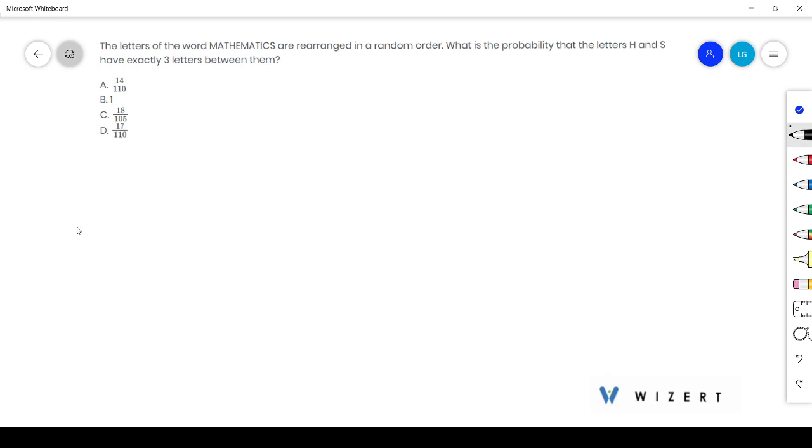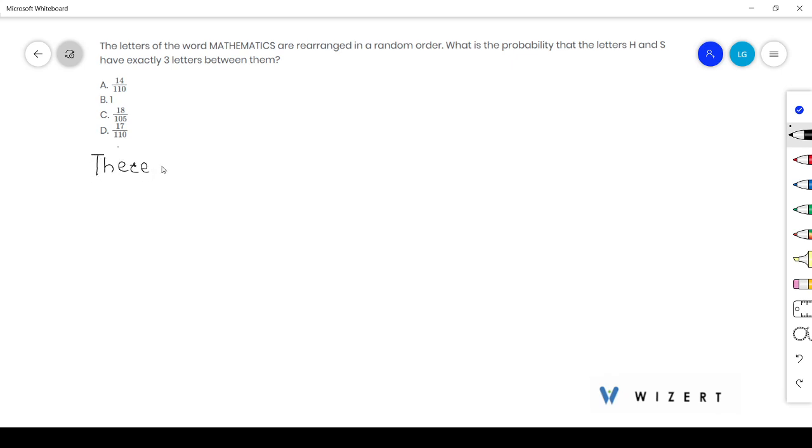Our question is: the letters of the word mathematics are rearranged in a random order. What is the probability that the letters H and S have exactly 3 letters between them?